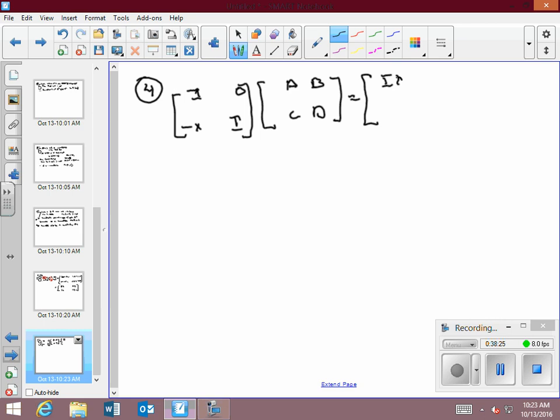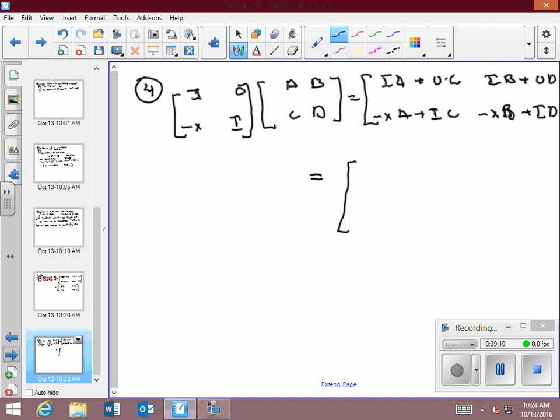IA plus 0C. That's IB plus 0D. That's minus XA plus IC. I don't have room to put that bracket up there.